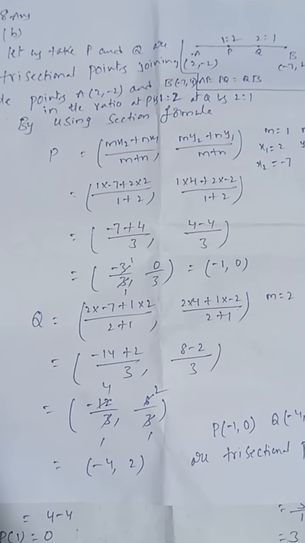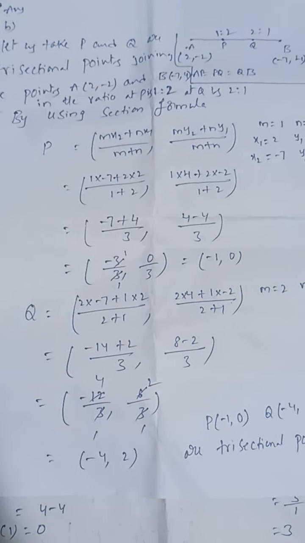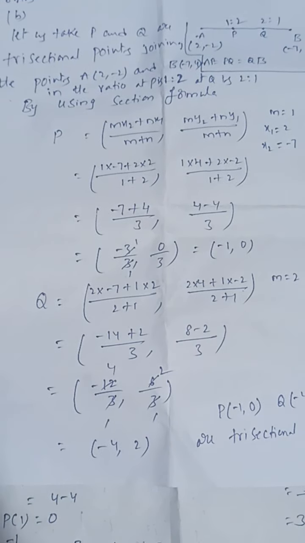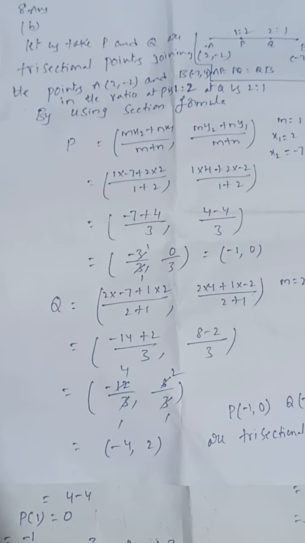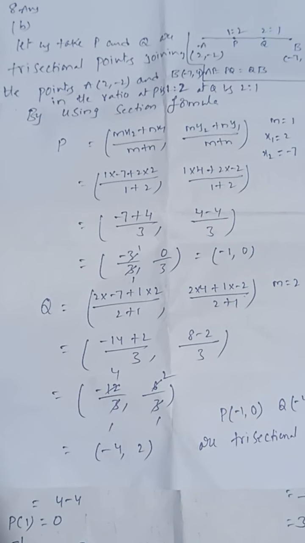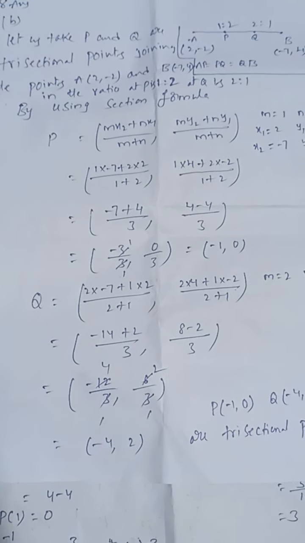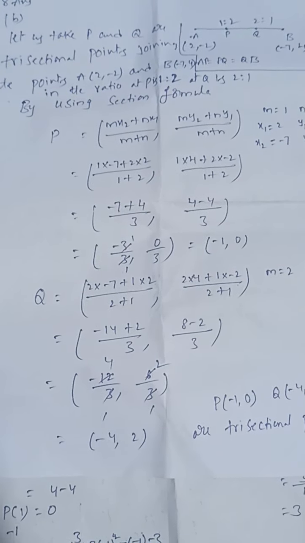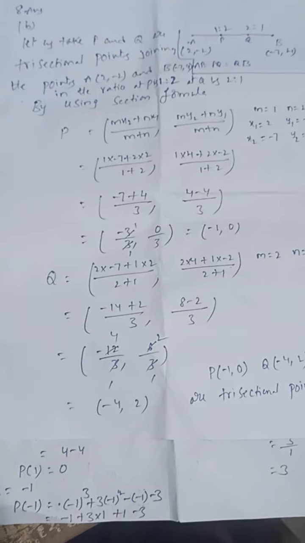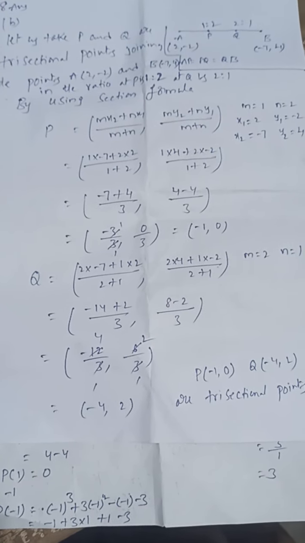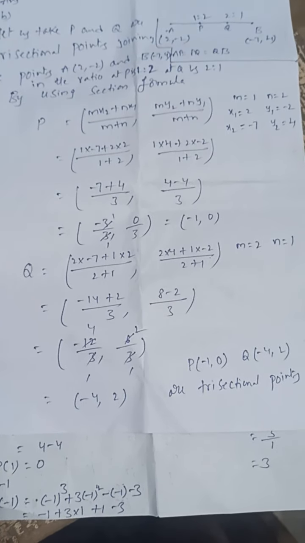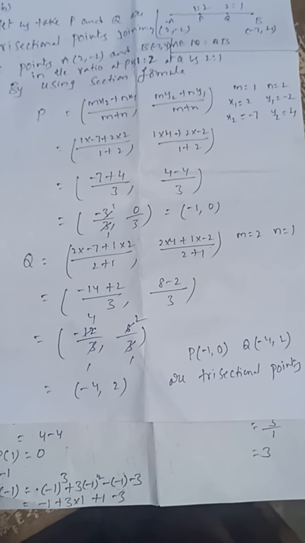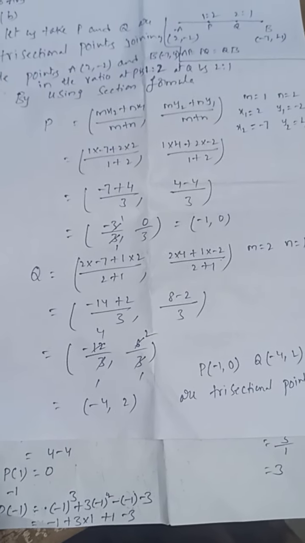Find the points of trisection of the line segment joining the points A (2, minus 2) and B (minus 7, 4). Let P and Q be the points of trisection joining the points A (2, minus 2) and B (minus 7, 4). So P divides in the ratio 1:2, and Q divides in the ratio 2:1. We can find them by using the section formula. At point P, (m x2 plus n x1) by (m plus n), (m y2 plus n y1) by (m plus n). Here the ratio m to n, m is equal to 1, n is equal to 2. So we get the P value as minus 1 comma 0.